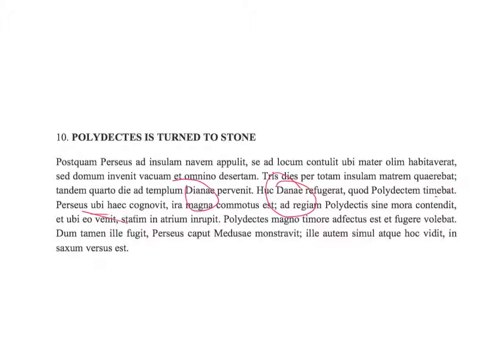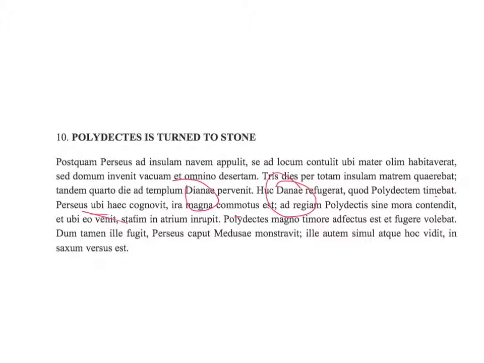When he realized these things, commotus est, we have the passive verb there. He was moved, ira magna. You'd have the long A there because it is ablative. He was moved by great anger. Sine mora, without delay, contendit, he hurried, ad regiam, he hurried to the palace of Polydectes, genitive there.